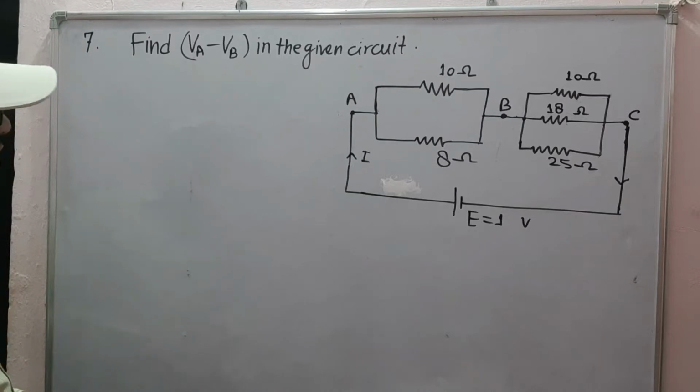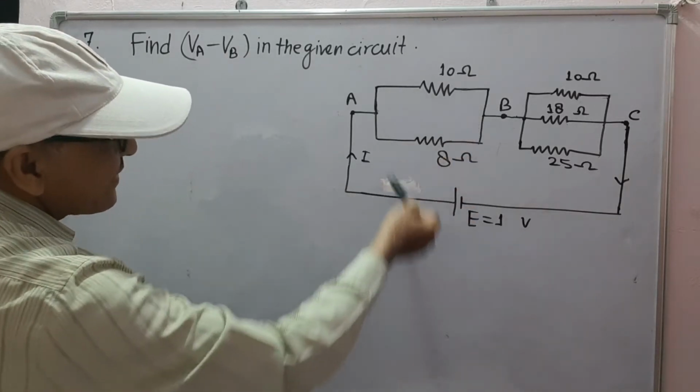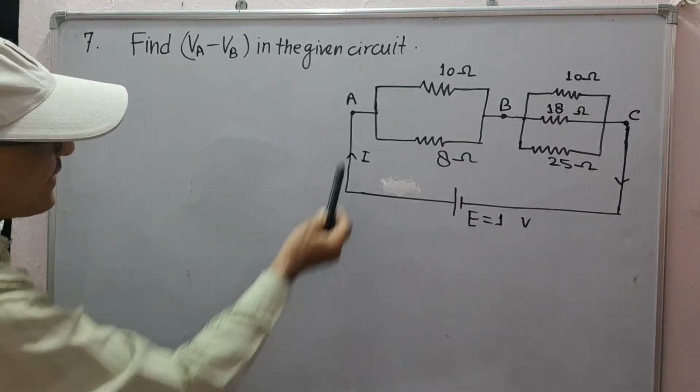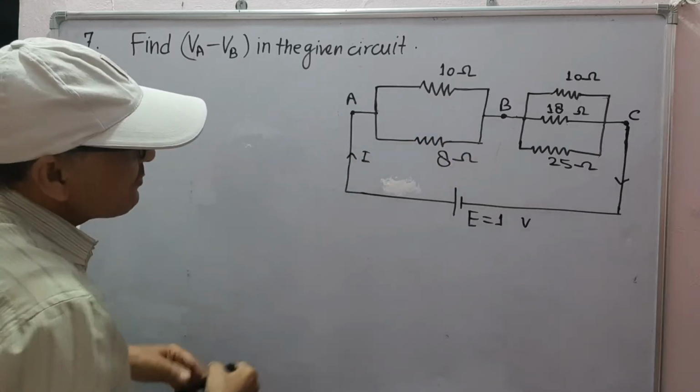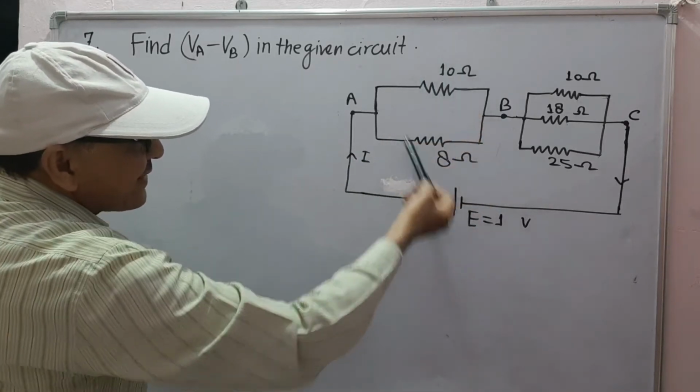Next question is, find VA minus VB in the given circuit. This is the given circuit diagram, and we have to find the potential difference between points A and B. First we find the resultant resistances.